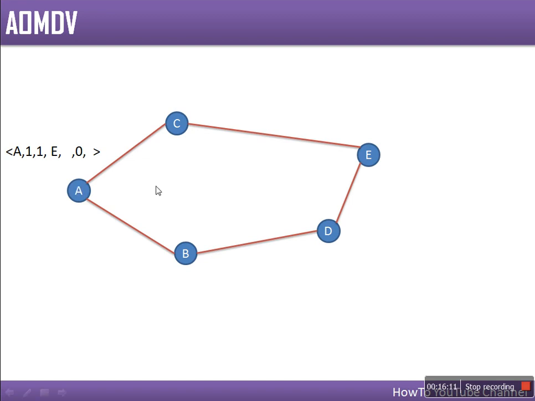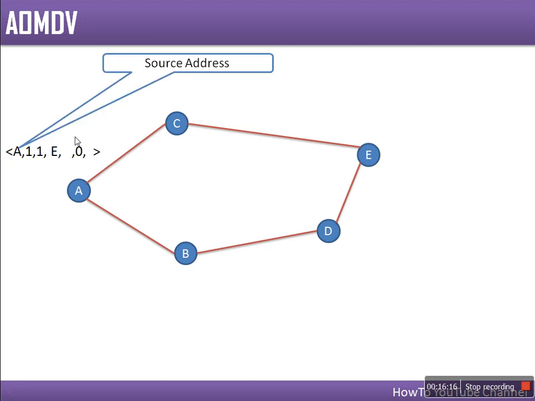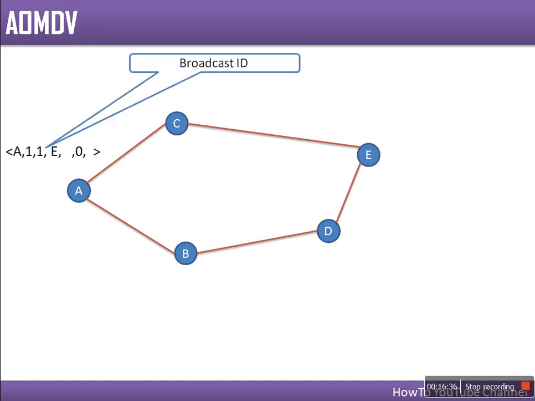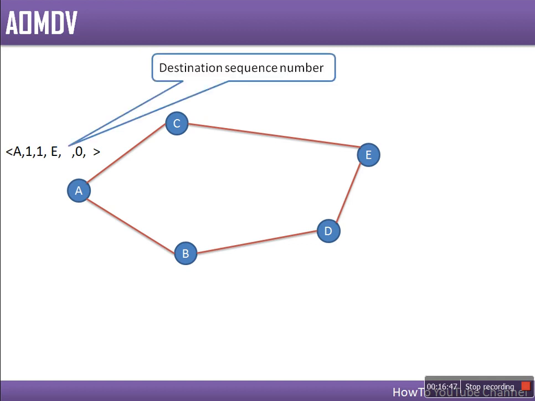So A wants to know the location of node E. So A will prepare a route request packet. The first attribute is the source address, so A will put its own address. The second one is the source sequence number. Whenever A is going to send another request, or is going to send a reply to another node, this sequence number will be increased. This will be the broadcast ID, or we can say the ID for our route request packet. This is the destination address, which means node A is looking for E.